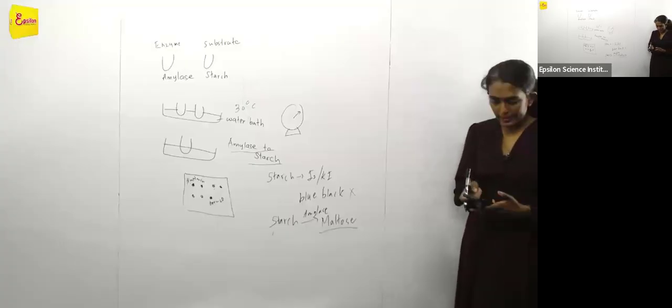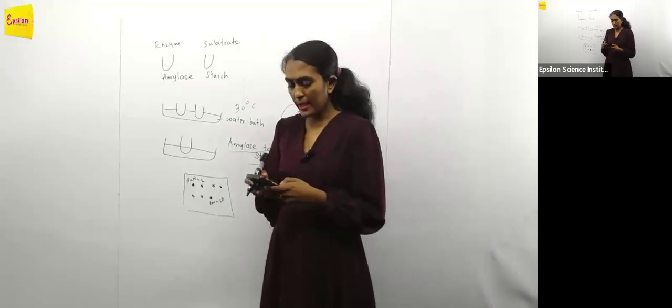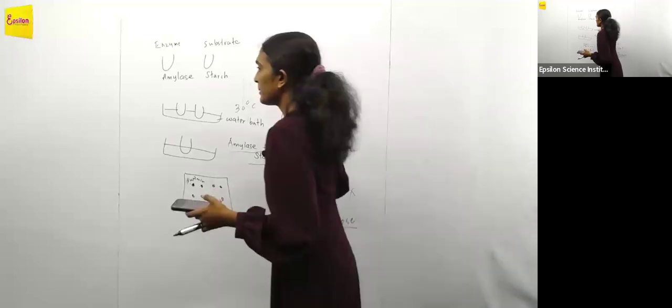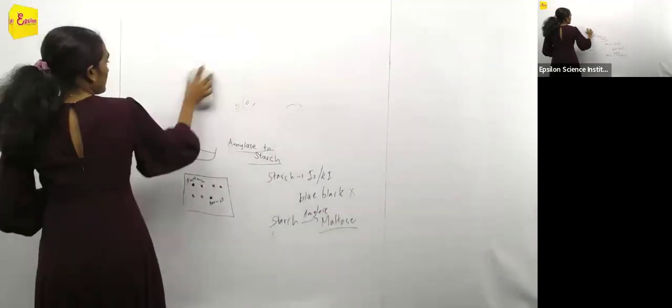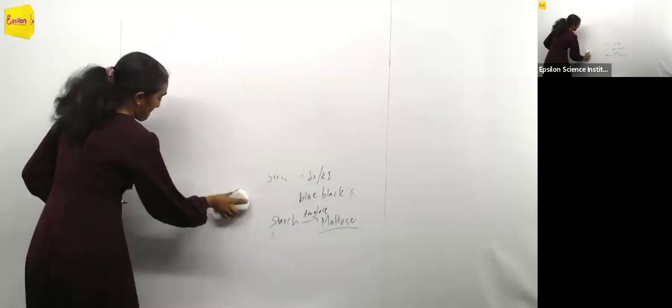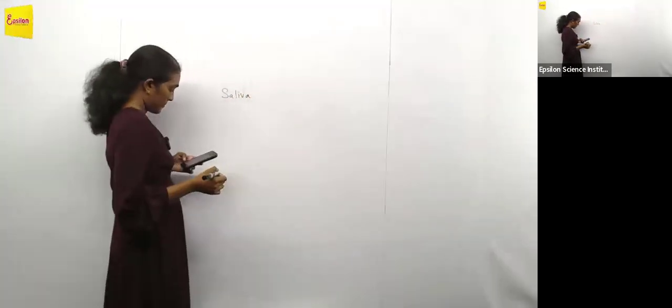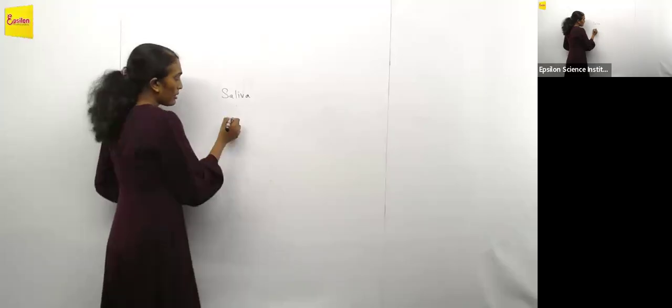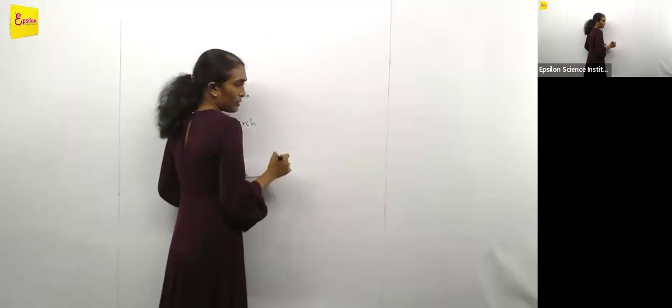Done? Alright, let's go to the first question. What is the enzyme that we use in the experiment? Amylase. Write that there. Number 2, what is the source of the above enzyme? Saliva is the source of the above enzyme. What is the substrate for the above enzyme in the reaction? Starch is the substrate.